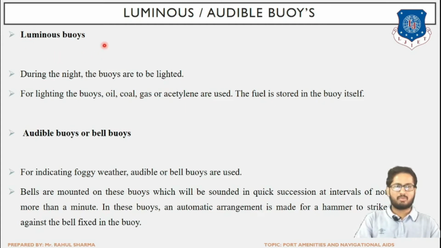So these luminous buoys can be placed in the harbour, can be placed in the light ship, can be placed at the entrance point, and basically the fuel is provided in the buoy itself with the help of which the buoy will function. Next are the audible buoys or bell buoys. So they are basically used in the foggy weather, because in that situation the visibility is not that much clear.